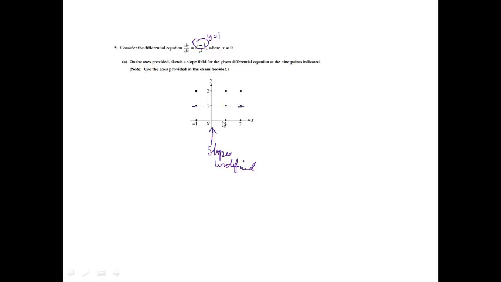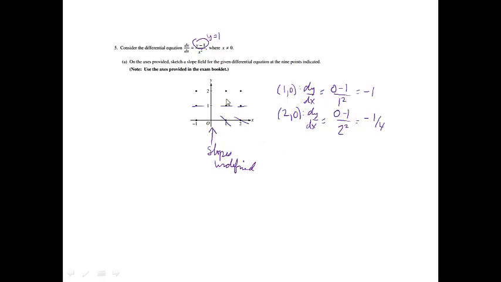Now from here, I'm just going to go point by point. I'm going to start with the point (1, 0). dy/dx, which is the slope, is going to be (0 minus 1) over 1 squared. That's going to equal negative 1. So the slope here needs to be negative 1. The next point I'm going to do is (2, 0). dy/dx will equal (0 minus 1) over 2 squared, so that will equal negative 1/4. So it's going to be negative again, but it needs to be quite a bit flatter than that one. Notice I didn't make it as steep as that one.